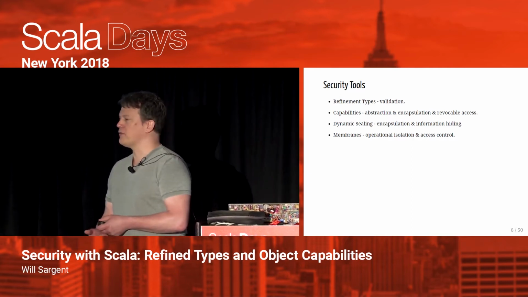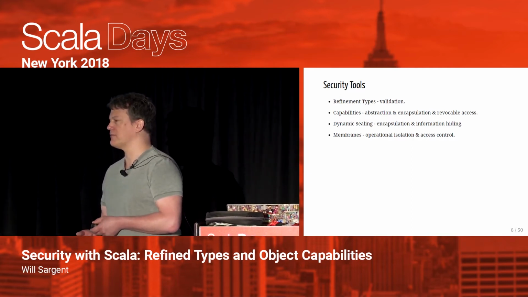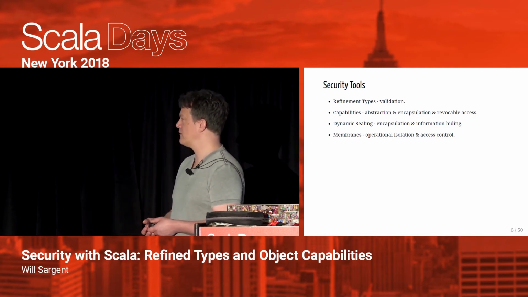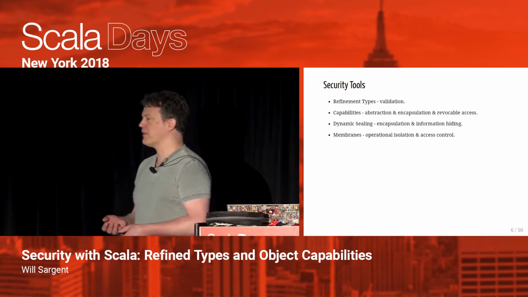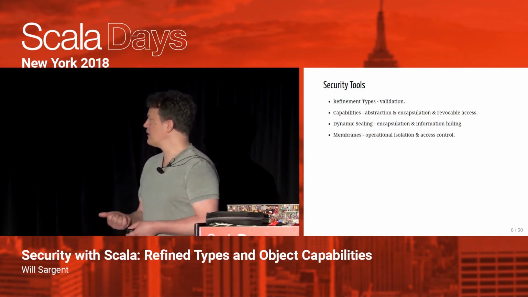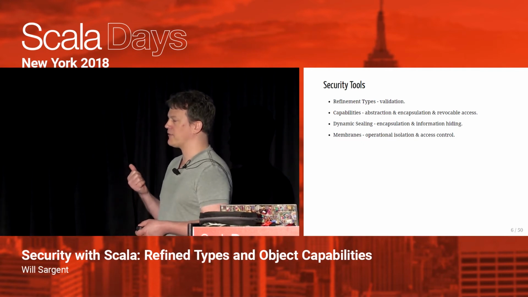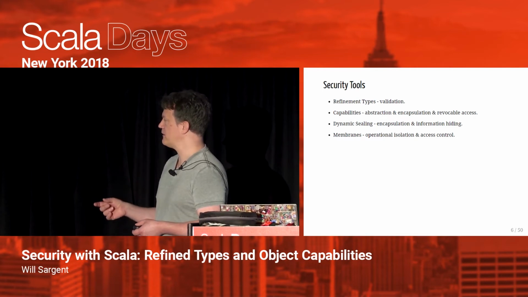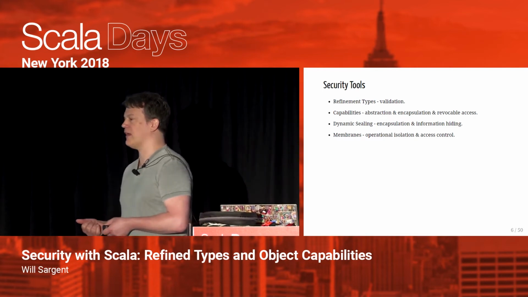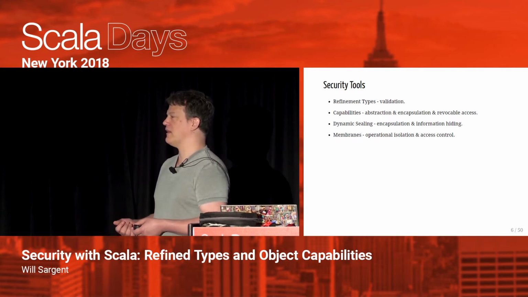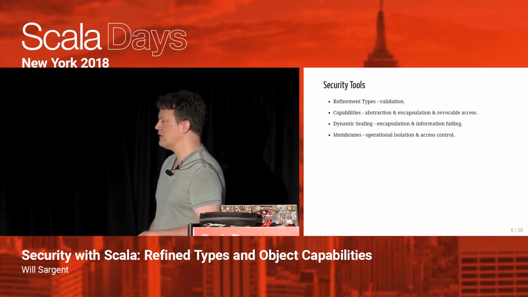And then the security tools that we have for doing a lot of this stuff, we actually have more than are commonly used. So one of the things I'm going to show you here is refinement types. Those are used for validation. Capabilities are used for abstraction because they show you how to do one specific thing. Encapsulation, because they hide everything that they're not showing you. And revocable access, in that you can actually turn off the spigot.